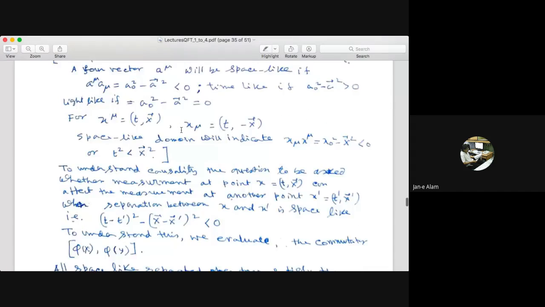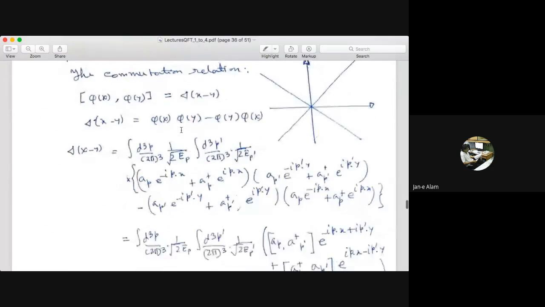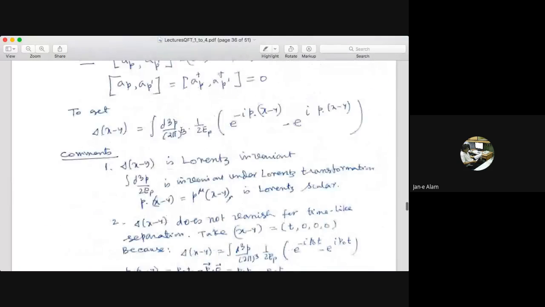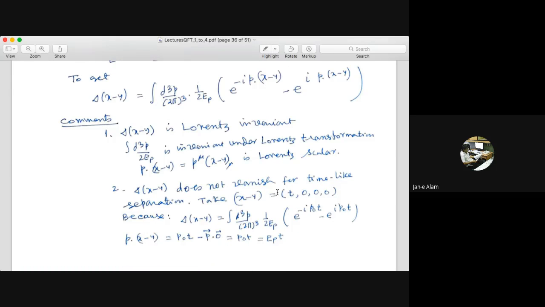If that is less than 0, then it is space-like, and if it is greater than 0, then it is time-like. So if I take my x minus y as (t, 0, 0, 0), then the square of the temporal component, since the spatial component is 0, is greater than 0, so this is a time-like domain. So if I take x minus y equal to (t, 0, 0, 0), then I am in the time-like separation.